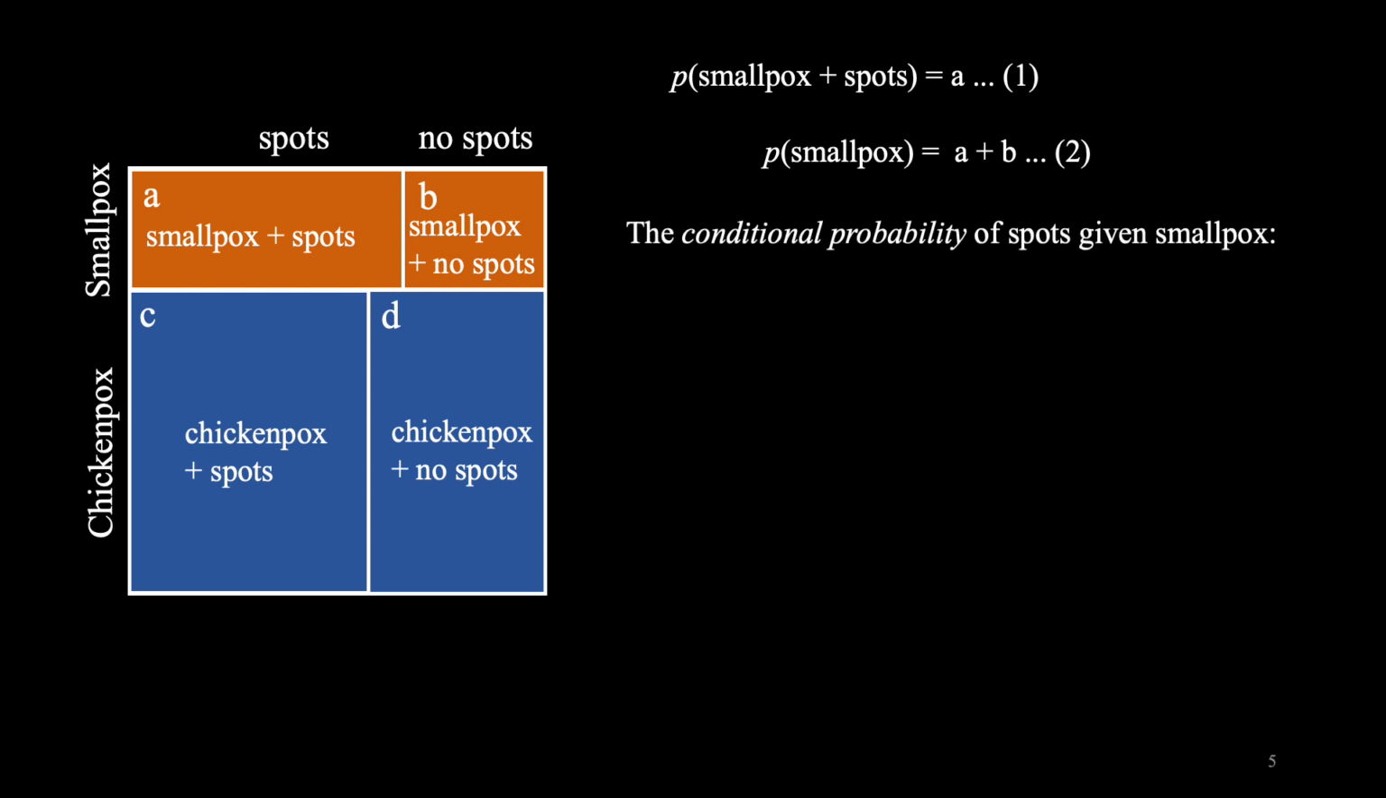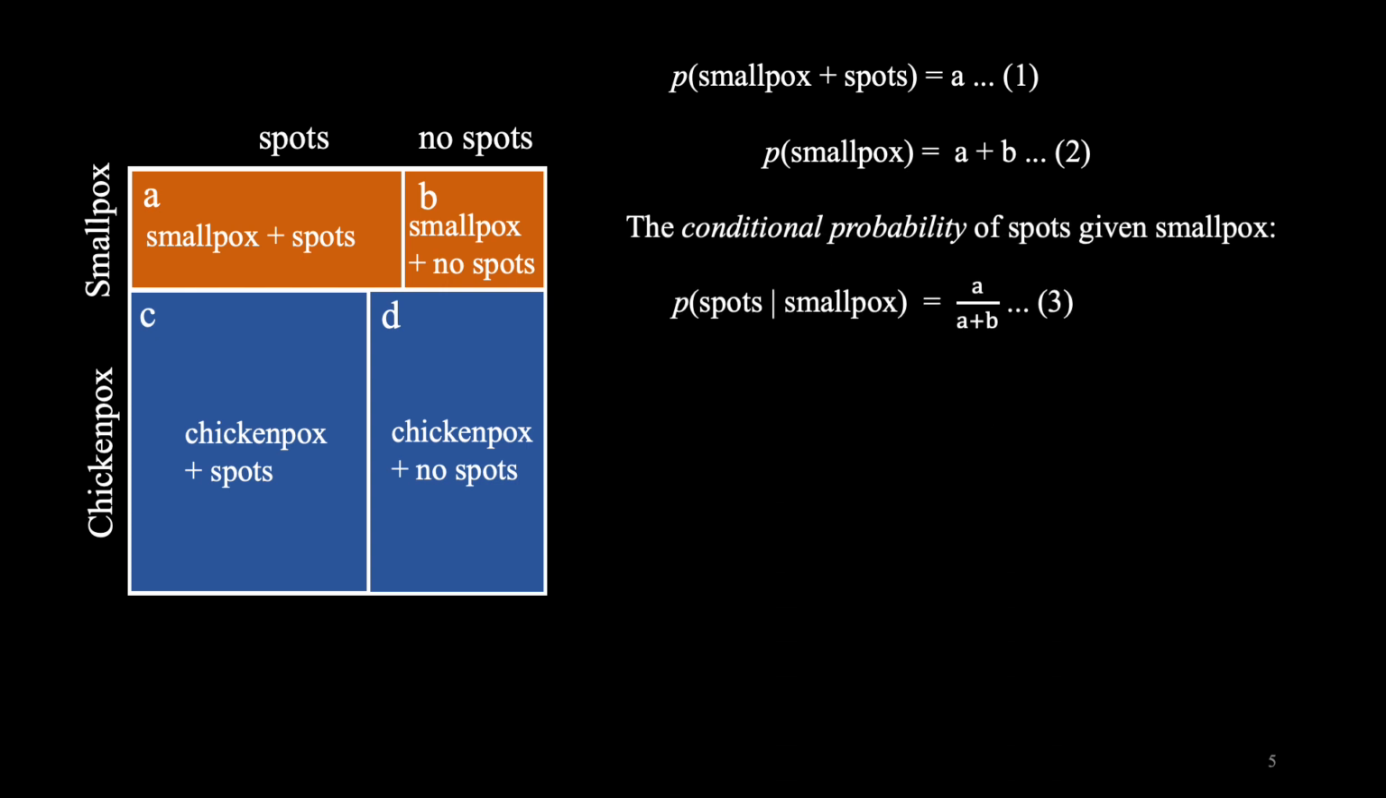As we have just seen, the probability that you have smallpox and that you also have spots is given by the area of box A, as shown in equation 1. The overall probability that you have smallpox is given by the area of this orange region, which is A plus B, as shown in equation 2. Now, the conditional probability that you have spots given that you have smallpox is the area A expressed as a proportion of area A plus B, as shown in equation 3. You might want to pause at this point to convince yourself of the truth of equation 3.